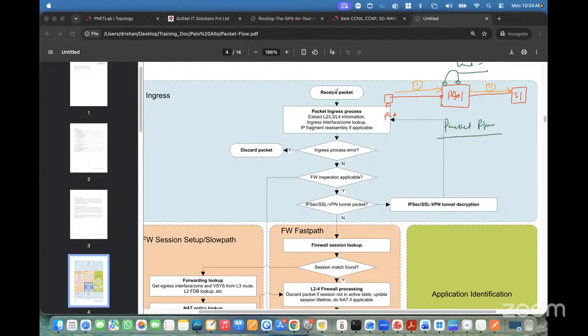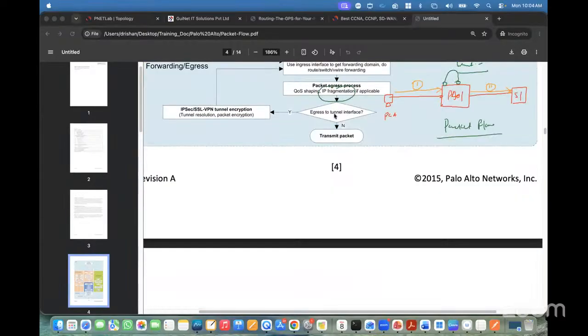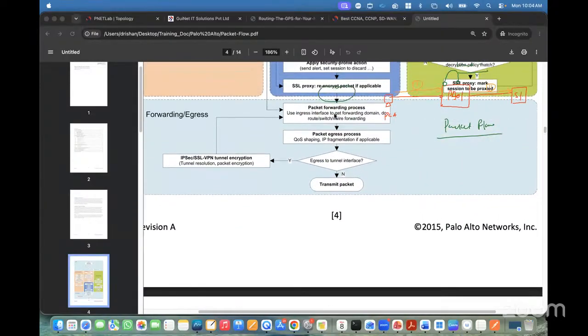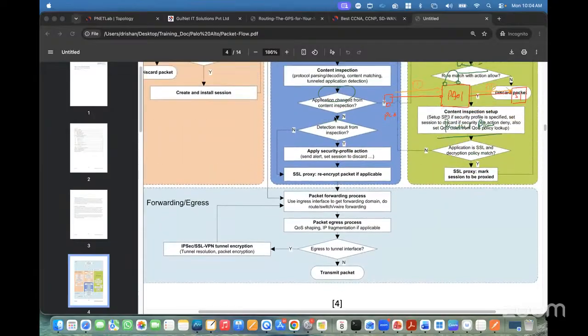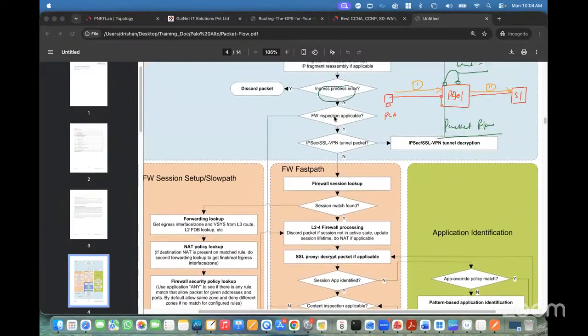We have to understand what is going to happen at the ingress stage, when the packet hits the firewall, and when the packet is transmitted, that is basically the egress stage. You can see here, in between we have multiple stages.